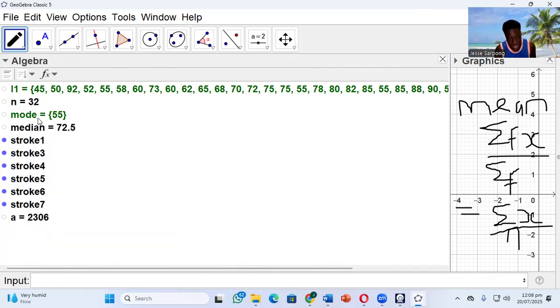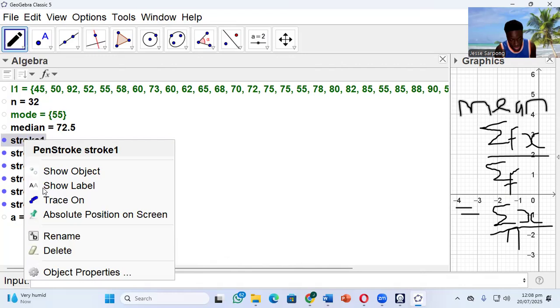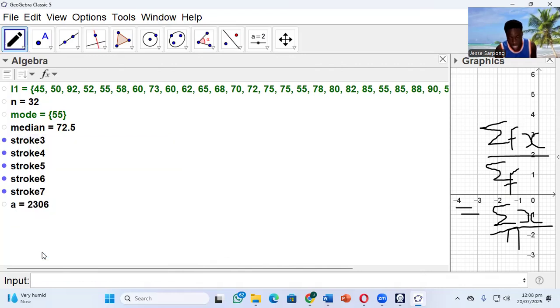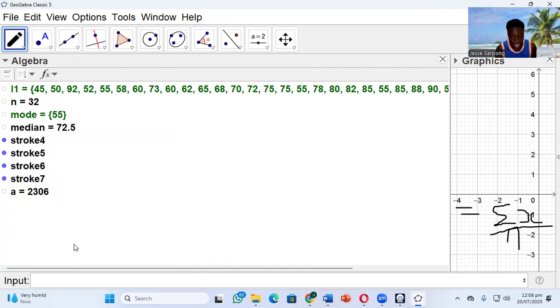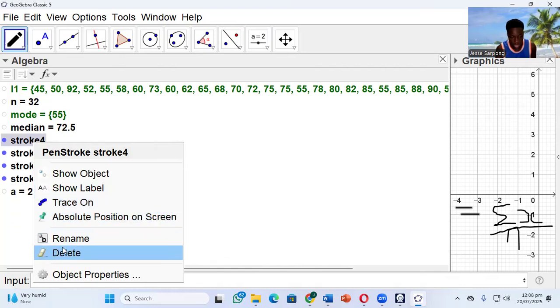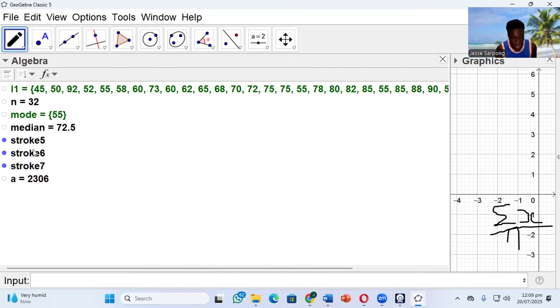But we've seen that the mean is sigma fx over sigma f, if you have a frequency distribution table. But if you don't, you can just go with the raw data, sigma x over n.